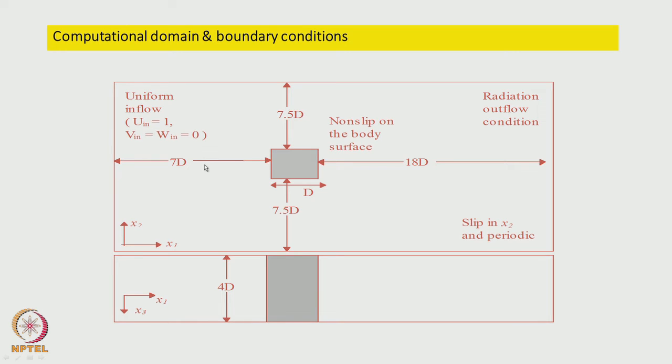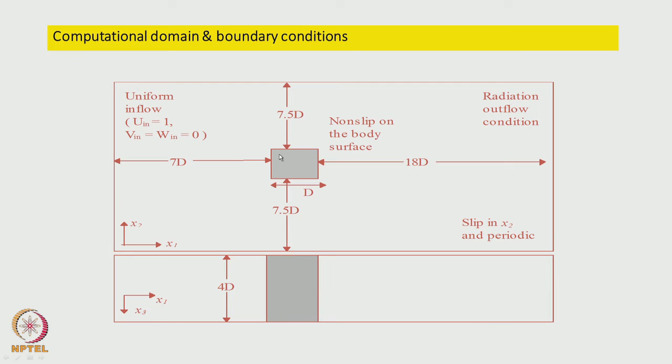So, now the question is how this 7d is decided, why not 9d or 5d. Similarly, for the other dimensions. So, this decides the solution accuracy and there is a particular exercise that one has to do before arriving at the extent of the domain.